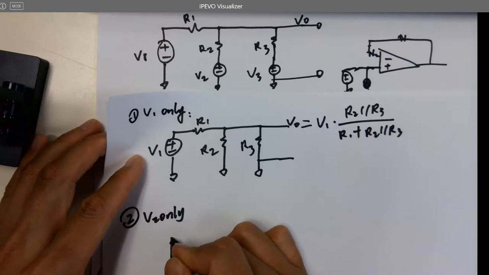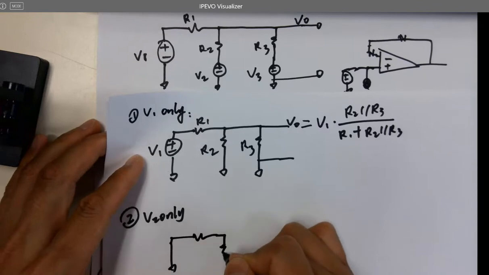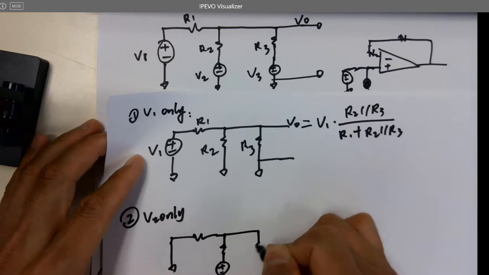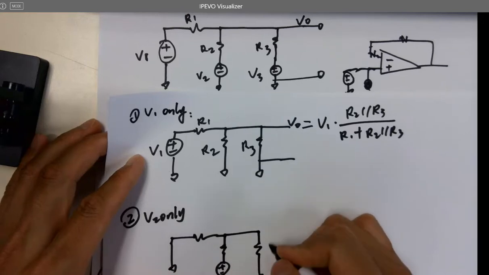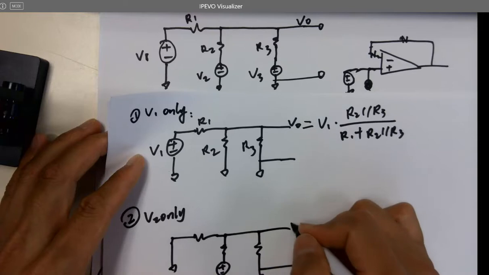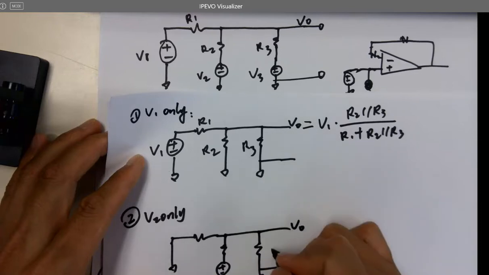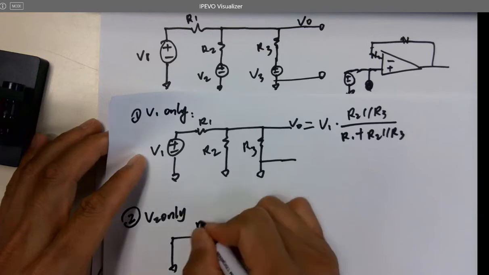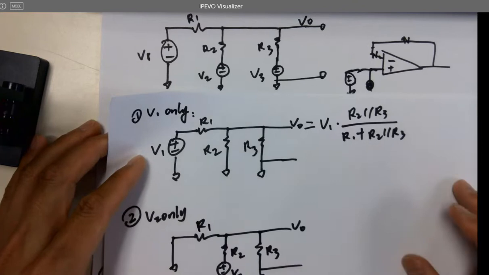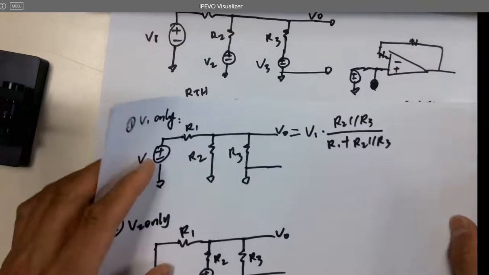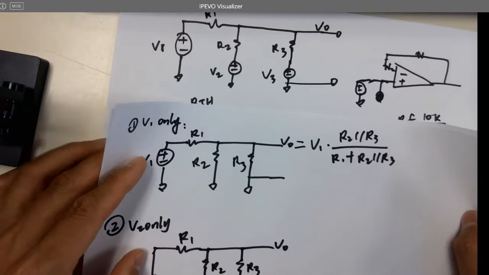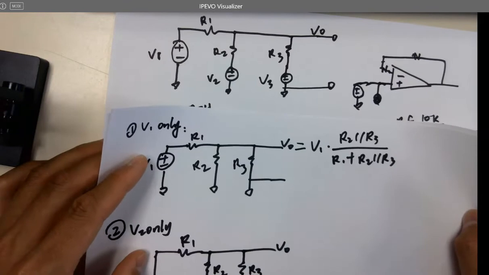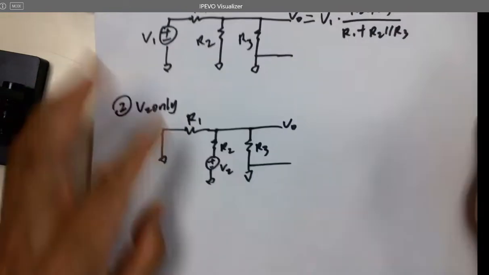Here, I got R1. V2 is here. V3 is shorted. That's the second VO. And this is R3. This is R2, V2, R1. Is that correct? Let me double check. Okay, that's right.